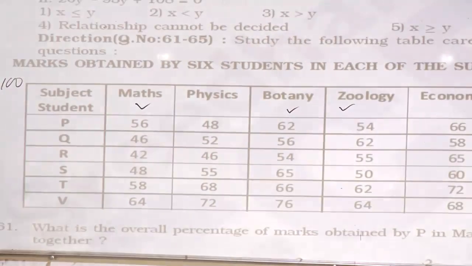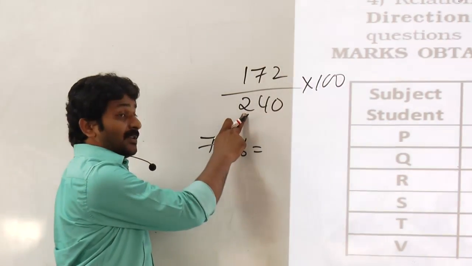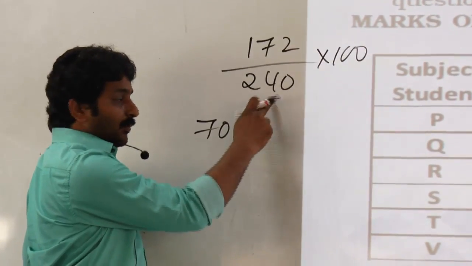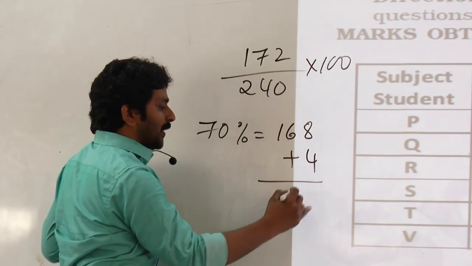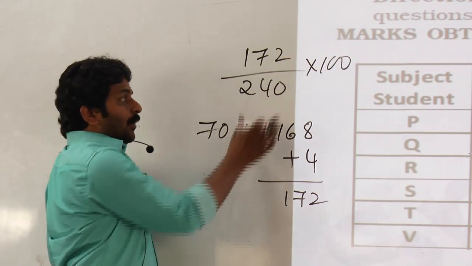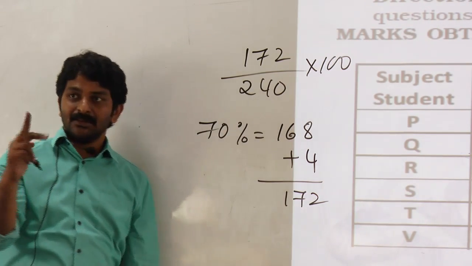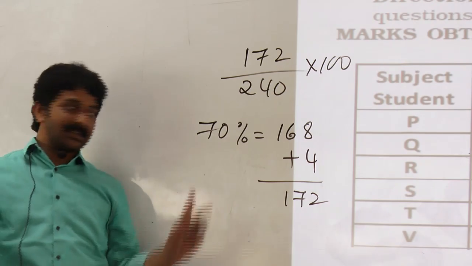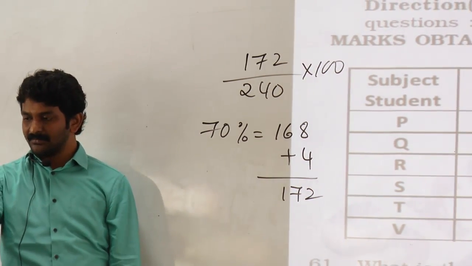Now, let me directly calculate 70%. How much is 70%? 7, 10, 20 times. 140. And 7 4 28. 168. Again you need to add 4 to make it 172. What about 1% of denominator? What about 2%? 4 is more than 2.8 but less than 4.8. So answer is more than 71% but less than 72. How many are there?